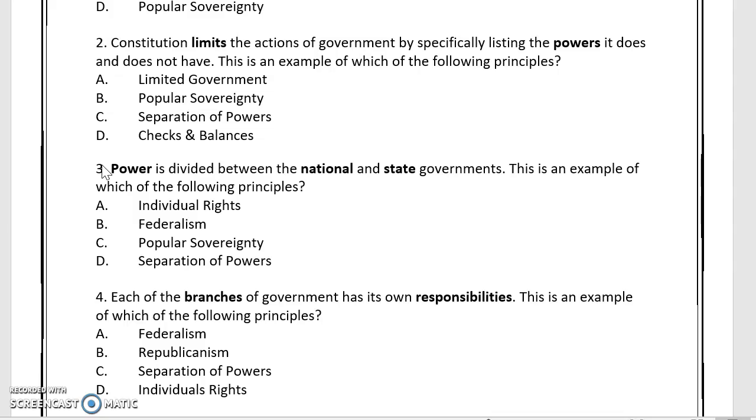Number 3, power is divided between the national and state governments. This is an example of which of the following principles? A, individual rights. B, federalism. Not C. D, separation of powers. Power divided between national and state governments.